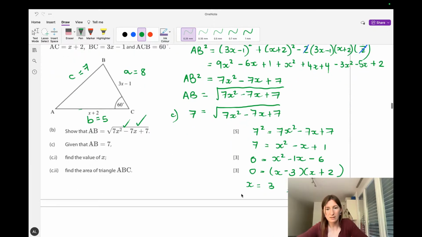So I can write that. Since x equals minus 2 is not possible, we could write a negative length. X equals 3. You don't have to write your whole life story, just a little bit to show them that you understand. Now that we found the value of x, we can go and fill it in. So that is indeed 5, and that is indeed 8. Find the area of triangle ABC. So that was my CI and my CII.